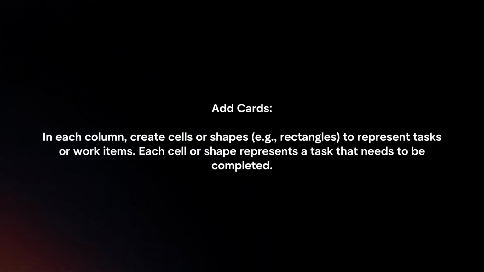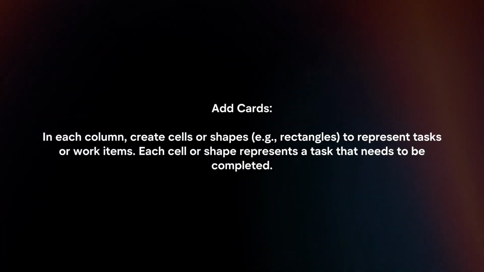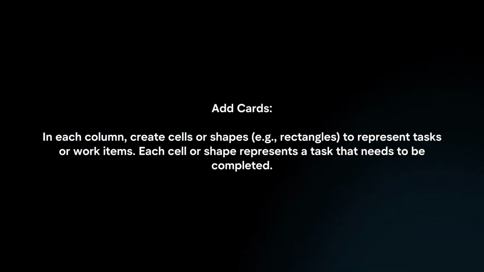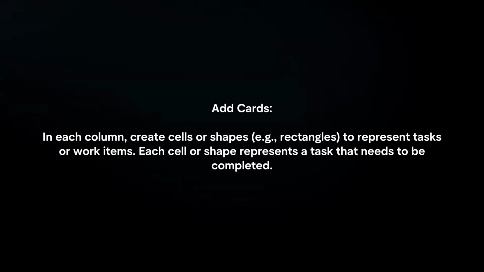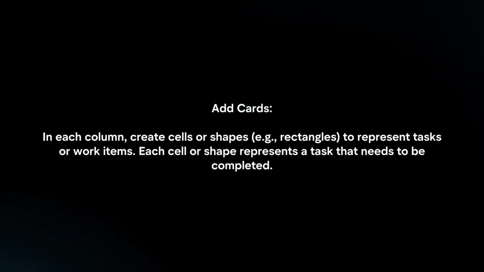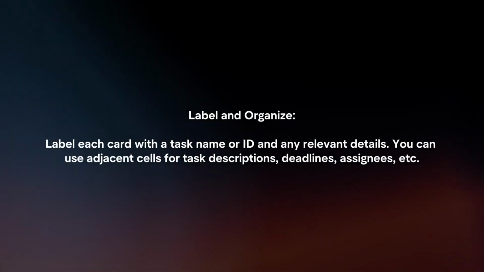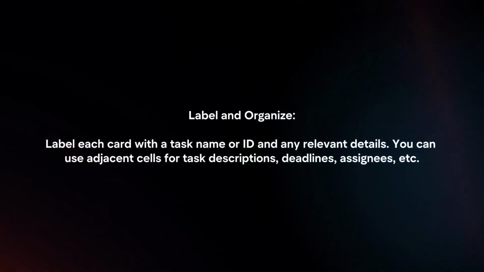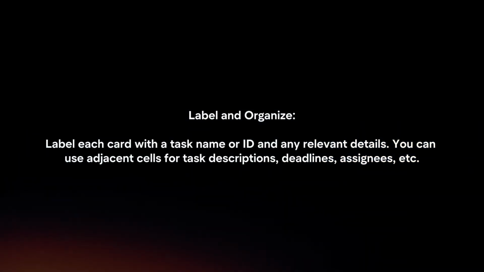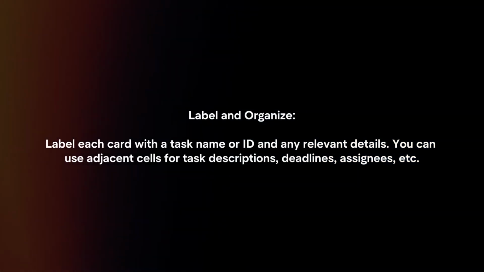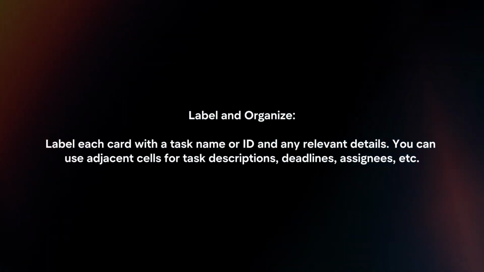Add cards. In each column, create cells or shapes to represent tasks or work items. Each cell or shape represents a task that needs to be completed. Label and organize. Label each card with a task name or ID and any relevant details. You can use adjacent cells for task descriptions, deadlines, assignees, etc.